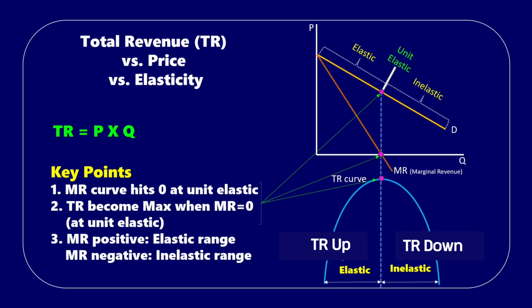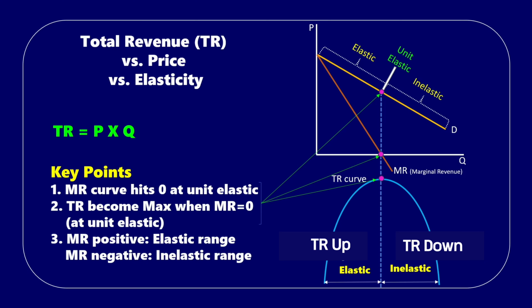Now look at the unit elastic point. This is the turning point for total revenue. At unit elastic demand, the marginal revenue curve hits 0, and total revenue is maximized. That's a huge rule. TR is maximized when MR equals 0, which happens at unit elasticity.